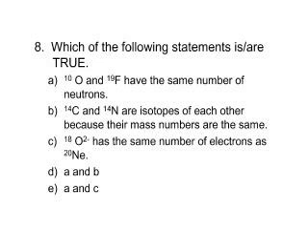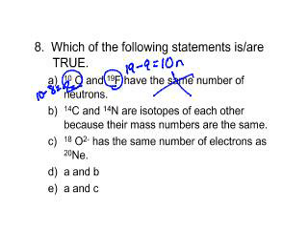Not horribly difficult. All right, number 8. Which of the following statements is or are true? Oxygen 19 and fluorine 19 have the same number of neutrons. All right, so this is going to have 19 minus, and if I look up fluorine on the periodic table, 9, that's equal to 10 neutrons. And oxygen 10 will be 10 minus 8, which is 2 neutrons, so A is not correct.